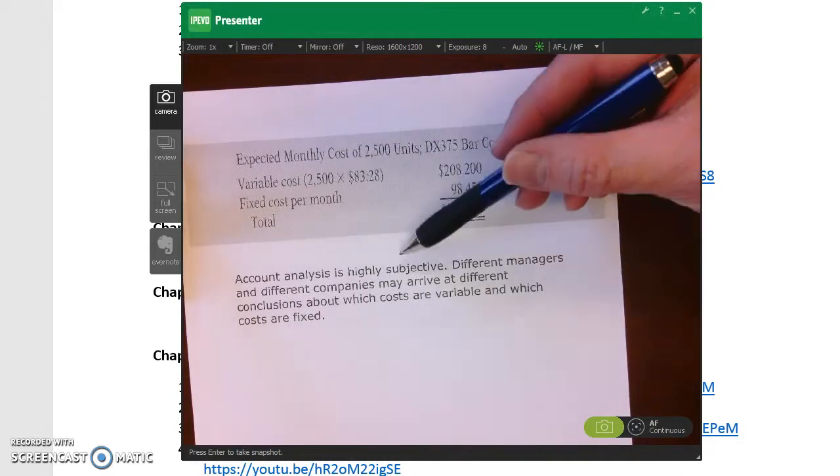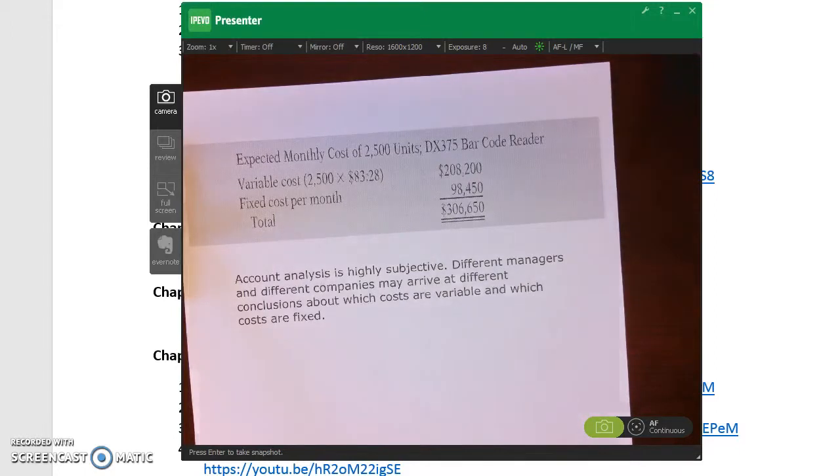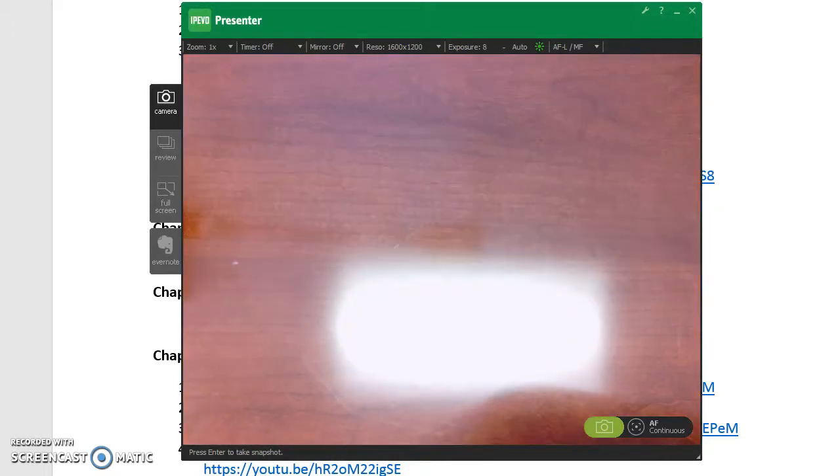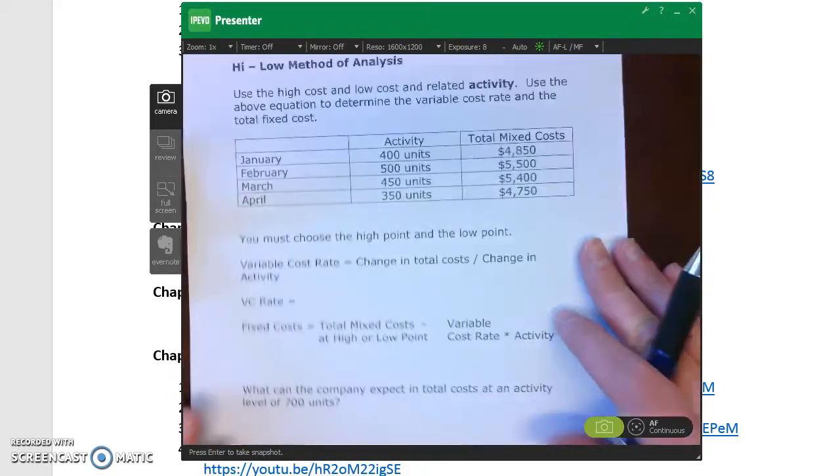Okay? The problem is this is pretty subjective. I mean, how do you really know that half of the utilities are fixed and half of the utilities are mixed? That's pretty subjective. Okay? And so some different managers could arrive at different conclusions because they have different assumptions. Okay? The other option that we could do is the high-low method.